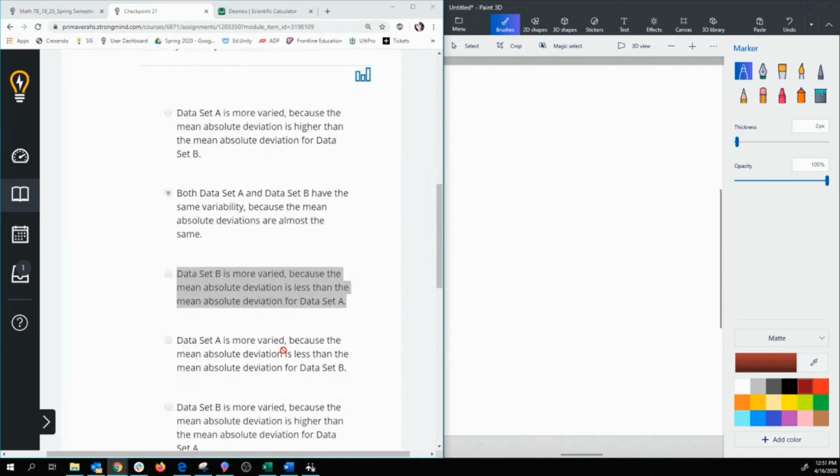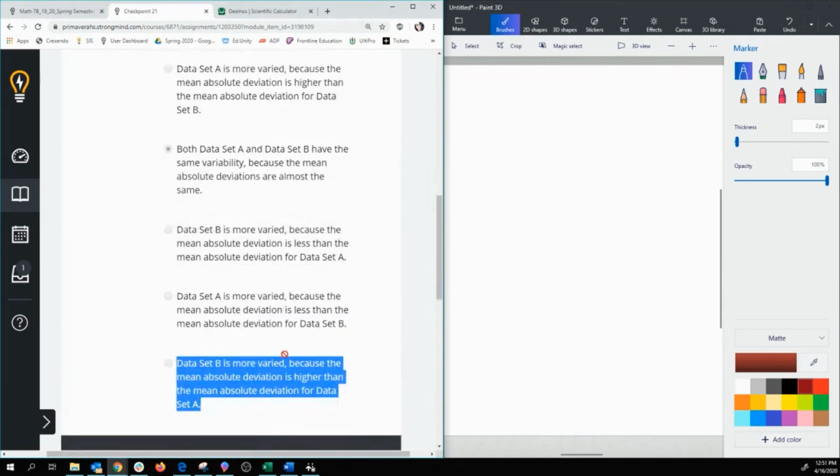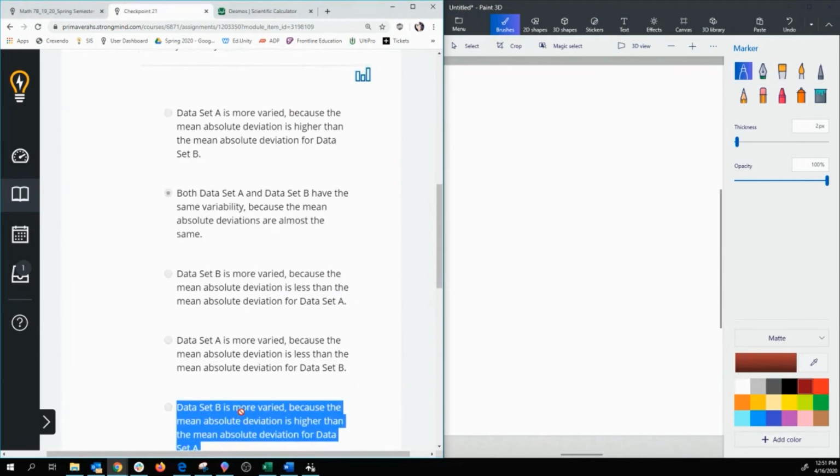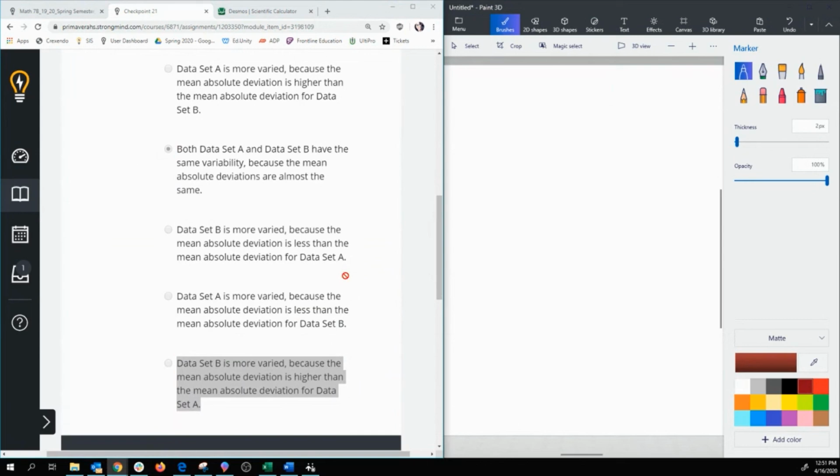Oh, whoops, sorry, that's the wrong one. I didn't realize there was 5 here. So it's data set B that is more varied because the mean absolute deviation is higher. And then after this one, we just have one more question. So let me know when you guys have this answer so I can go on to the next problem.